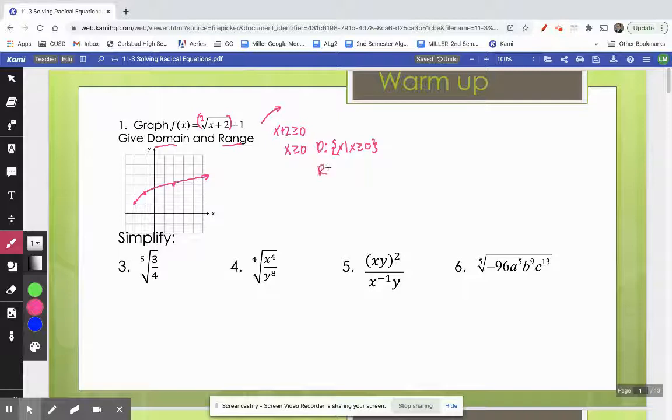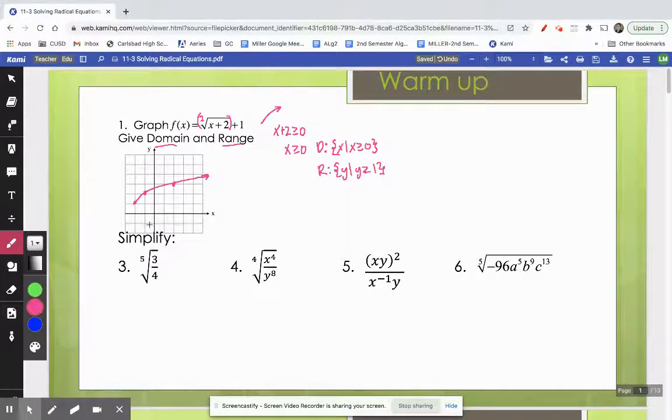And for my range, we can look at this graph as well. We're starting at 1, so we have y values such that y has to be greater than or equal to 1, okay? So again, 2 ways to look at domain. Graph it or take a look at inside that radical and set it greater than or equal to 0.